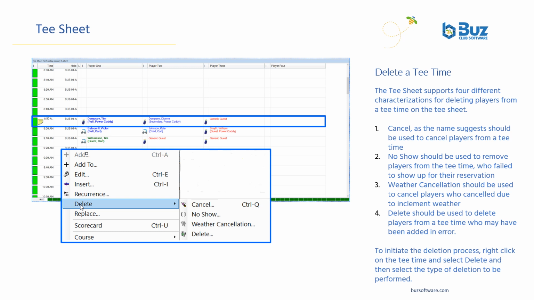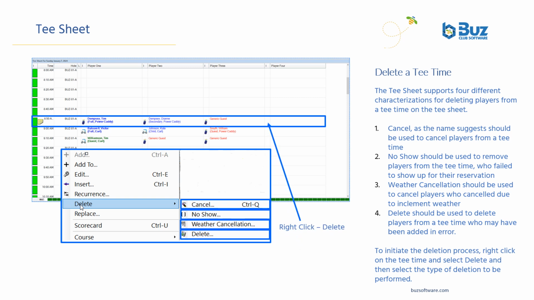The tee sheet supports 4 different characterizations for deleting players from a tee time on the tee sheet. 1. Cancel, as the name suggests, should be used to cancel players from a tee time. 2. No show should be used to remove players from the tee time who failed to show up for their reservation. 3. Weather cancellation should be used to cancel players who canceled due to inclement weather. 4. Delete should be used to delete players from a tee time who may have been added in error.